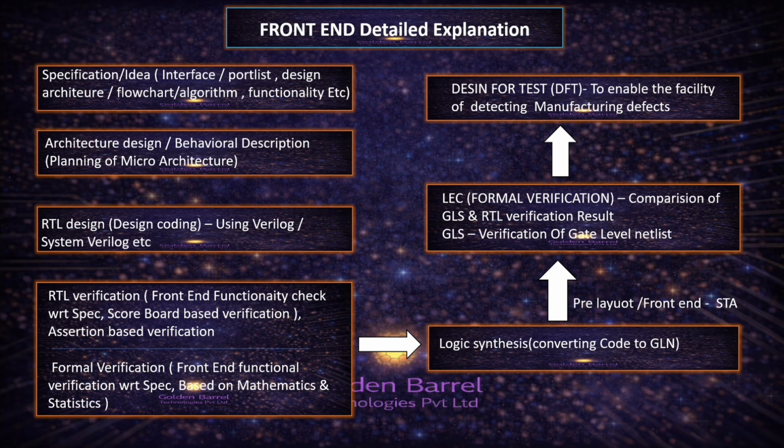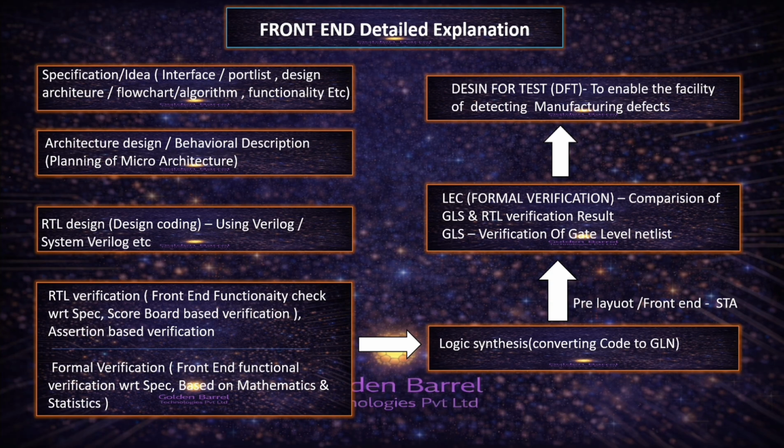Next, after design coding, we need to validate the design code functionality. So there will be another team, the front-end functional verification, DV or verification team. They will write a testbench code to verify the design code functionality. This testbench is mostly written in UVM by most of the industries. So what is meant by design verification? Validating the design functionality with respect to the specification.